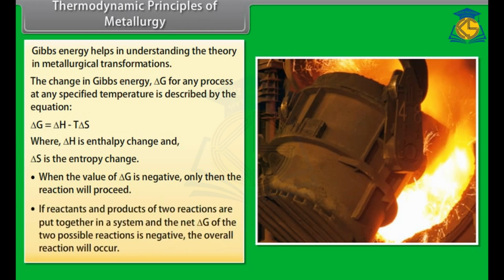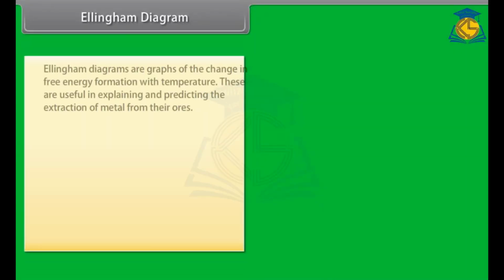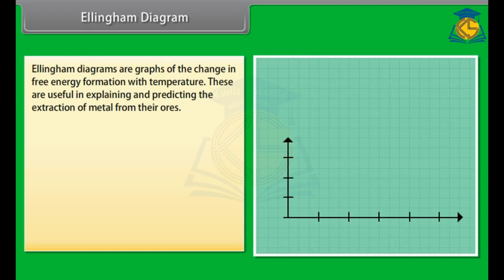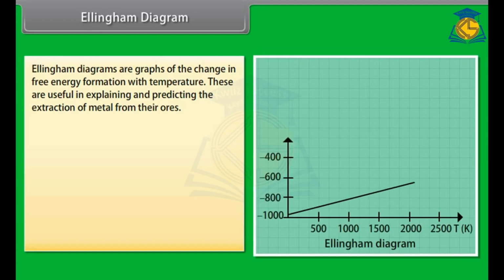If reactants and products of two reactions are put together in a system and the net delta G of the two possible reactions is negative, the overall reaction will occur. Ellingham diagram. Ellingham diagrams are graphs of the change in free energy of formation with temperature. These are useful in explaining and predicting the extraction of metals from their ores.